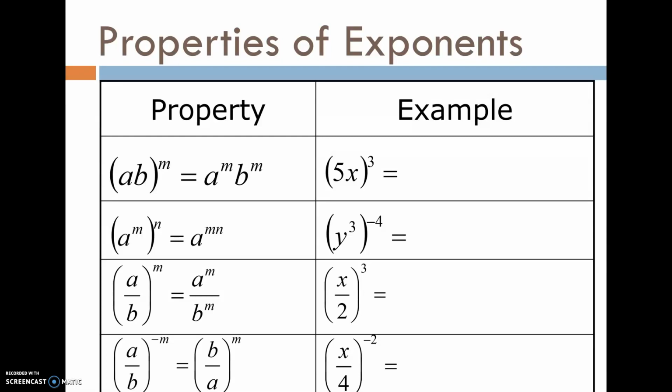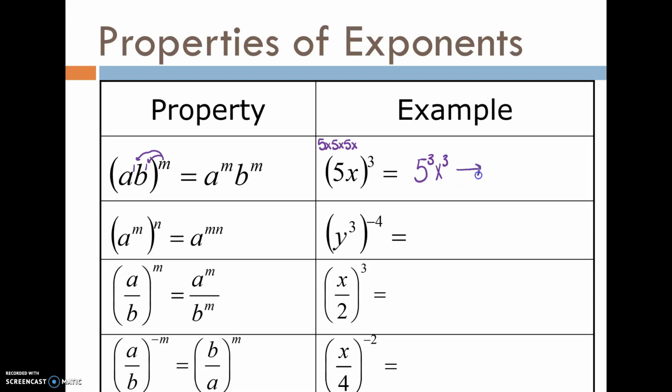Okay, here's some more multiplication and division properties. If you have 2 things being multiplied inside the parentheses, or more than 2 things, and you are raising the entire set of parentheses to an exponent, you apply that exponent to both of those things. This is like a to the first times b to the first. You multiply that m times both of those exponents. So 5x to the third becomes 5 to the third times x to the third. This is because 5x to the third means 5x times 5x times 5x. We're multiplying 5 3 times, we're multiplying x 3 times.